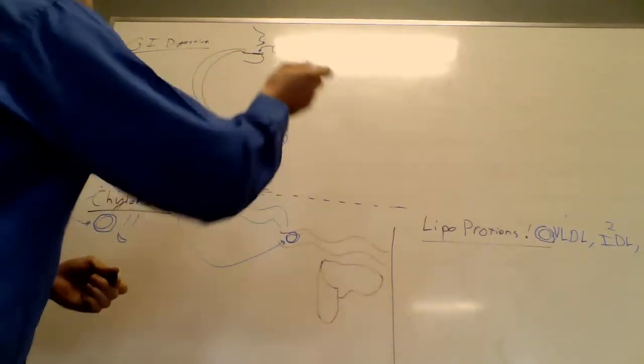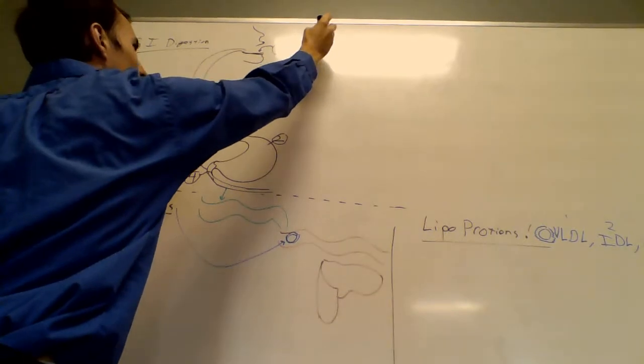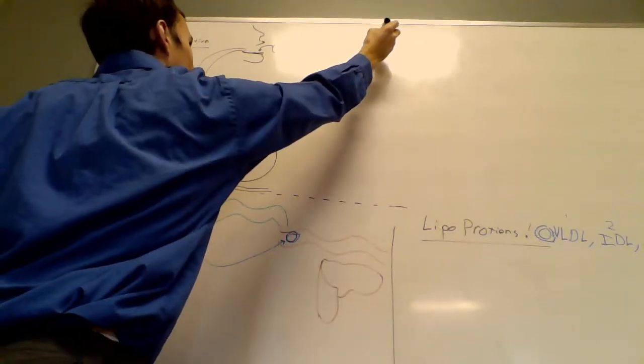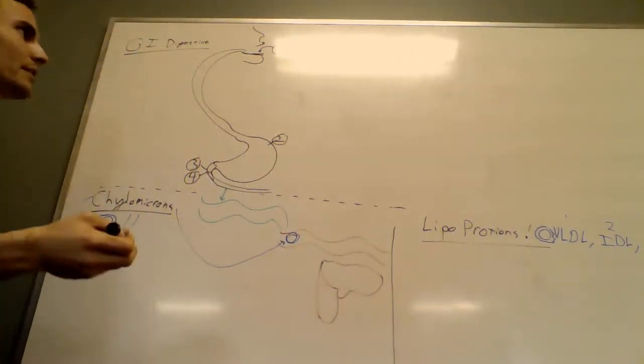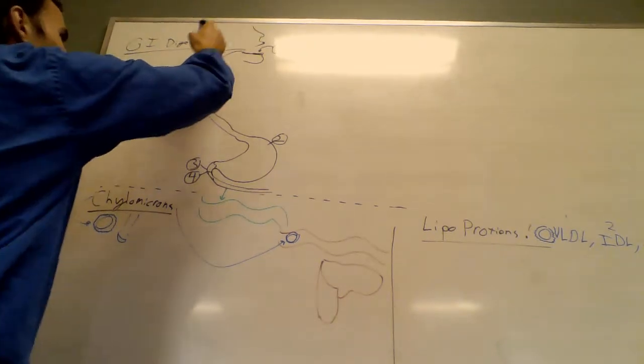So first, in your mouth, you have lingual lipase. It is a lipase, and it breaks down lipids. So that happens in the mouth, pretty simple.